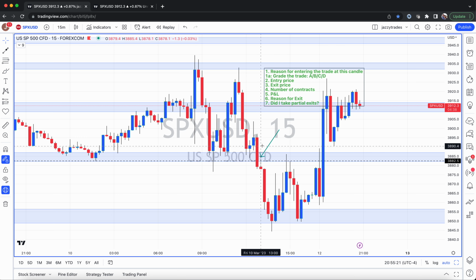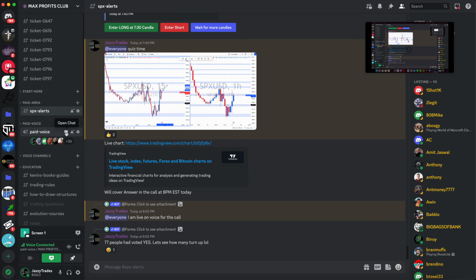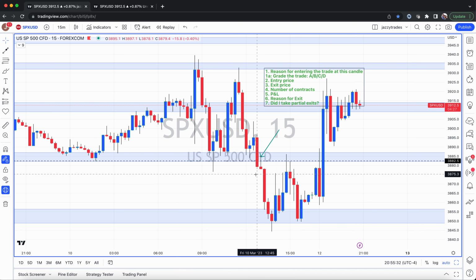What's the grading of this trade? Is it an A, B, C, or D? What do you guys think? Am I gambling by entering here? I want to hear your views, people. Is Jazzy gambling by entering puts here on this candle?